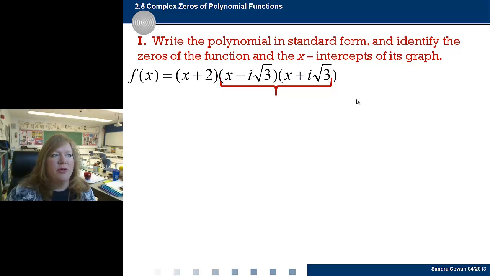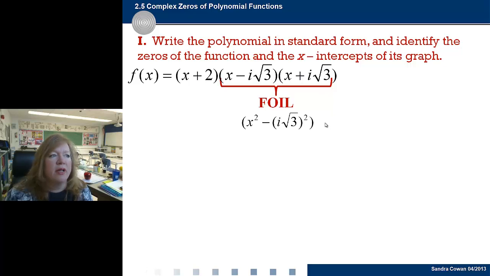So what we want to do here is go ahead and FOIL that out. We already know they gave it to us in linear factors, so we already know what the zeros are, but standard form means we have to multiply this out. Just FOIL it and take it a little bit at a time when you have these complex numbers. Don't get in a big rush. If you notice, this is x minus a number, x plus a number. That's a difference of squares.